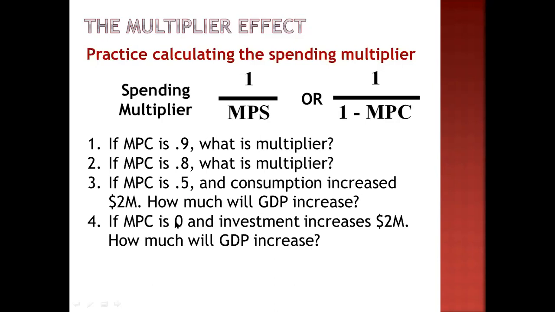If MPC is 0 and investment increases 2 million, how much will GDP increase? Well, if the MPC is 0, that means they save everything. The MPS is 1. 1 over 1 is 1. 1 times 2 million, there's just a $2 million increase. Nowhere is there an MPC of 0. People are going to spend their money. MPC of 0 means people don't spend a dime that they make. That's not possible.